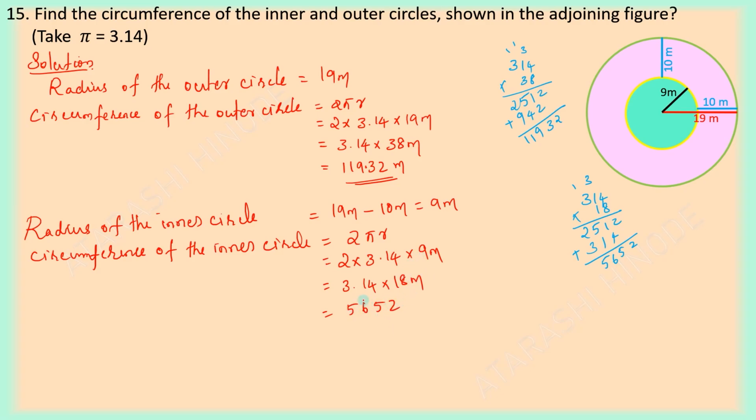Now we have to put the decimal. For that, count the number of digits after the decimal. Here there are 2 digits. So in the product from the rightmost digit, count 1, 2. Put the decimal here. That much meters. That is, the circumference of the inner circle is 56.52 meters. That is, here we got the circumference of the inner and outer circles.